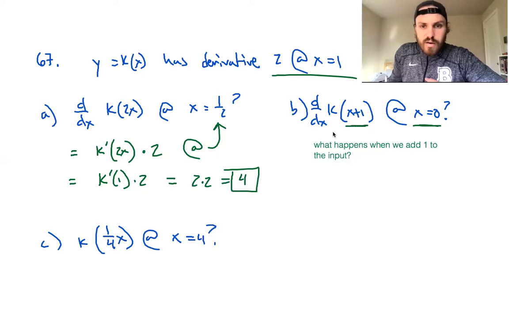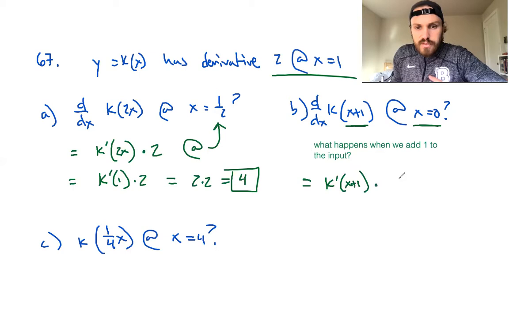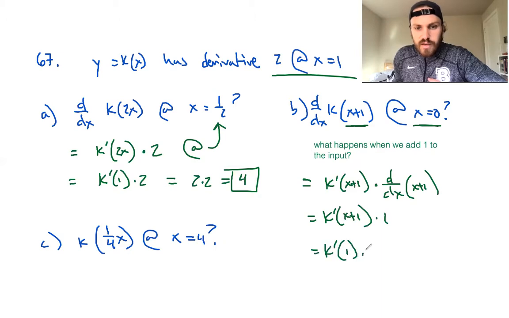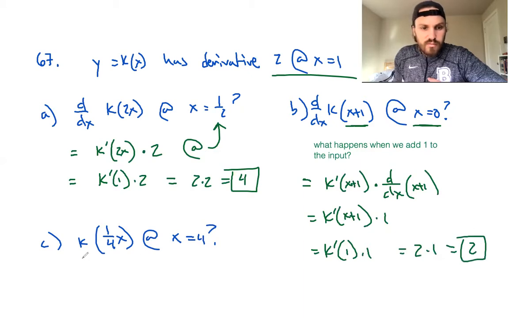And let's say, great, what is the derivative of k of x plus 1? Well, it is k prime of x plus 1 times the derivative of x plus 1. And the derivative of x plus 1, which is the inner function, is simply 1. So it's just times 1. If we plug in 0, we get k prime of 1 times 1. And that's 2 times 1, which is 2, as we expected.